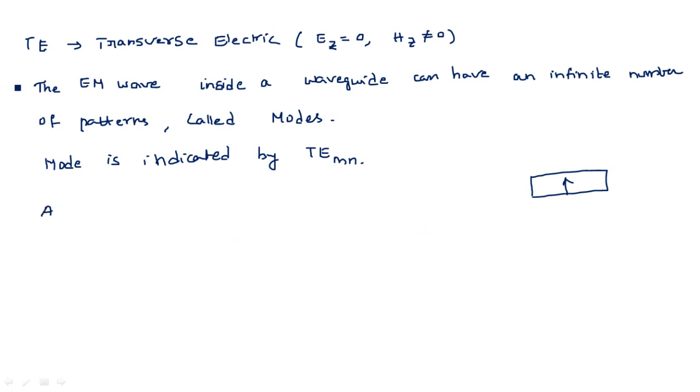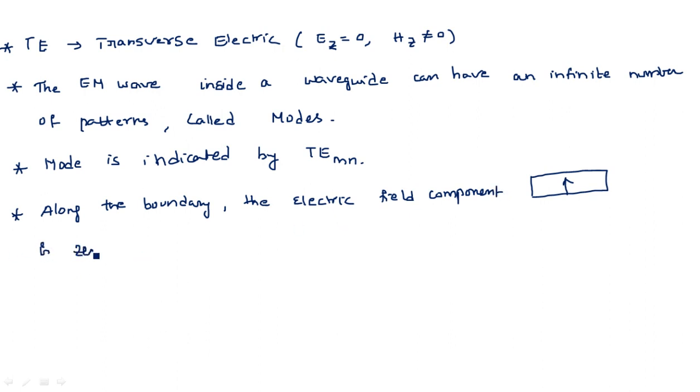So along the boundary, the electric field component is zero. Where it exists, it exists perpendicular to the surface. So the electric field exists perpendicular to the surface, but it is zero along the surface.